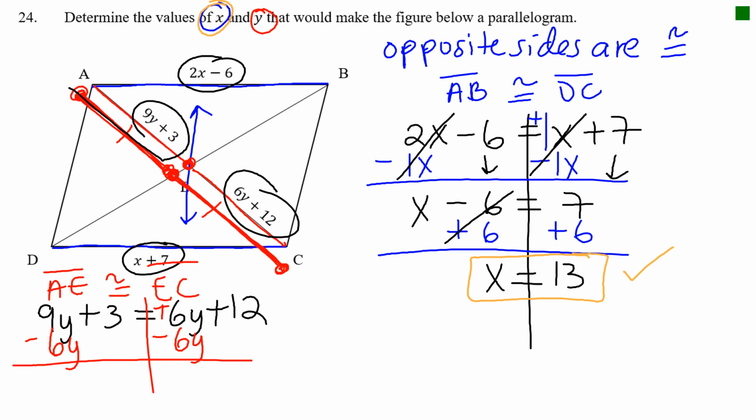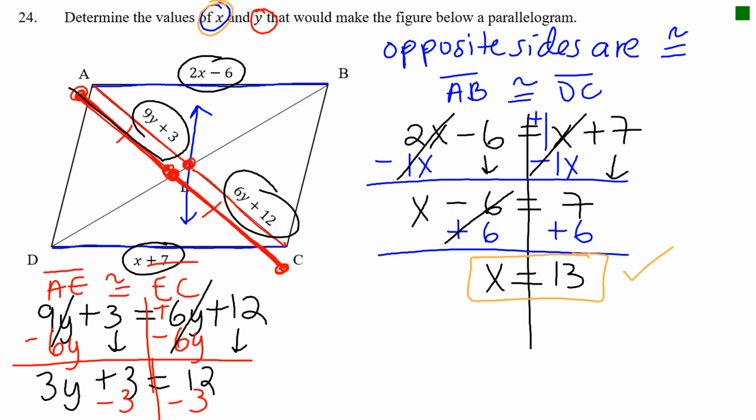On my left, 9y minus 6y is going to give me 3y. We can bring down the positive 3 equals. On the right, 6y minus 6y eliminates. We can bring down the positive 12. Okay. Now, we got all the variables to the left. We want to get the constants to the right. So we want to undo the plus 3 by subtracting 3 from both sides.